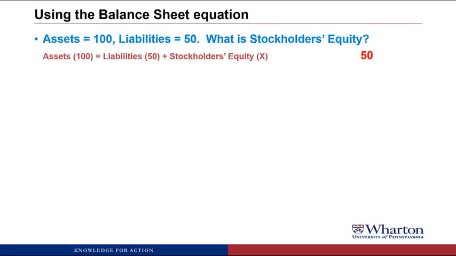We can solve this one with the balance sheet equation. We know we have assets of 100, liabilities of 50. The only thing that's missing in the equation is stockholders' equity, which has to equal 50 so that we have 100 on the left-hand side and 100 on the right-hand side.